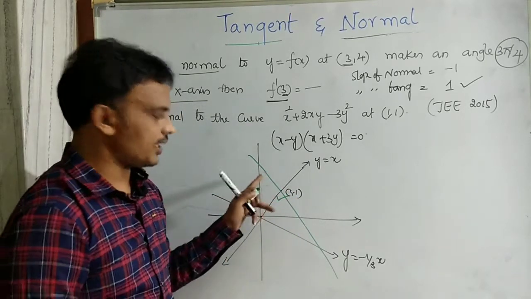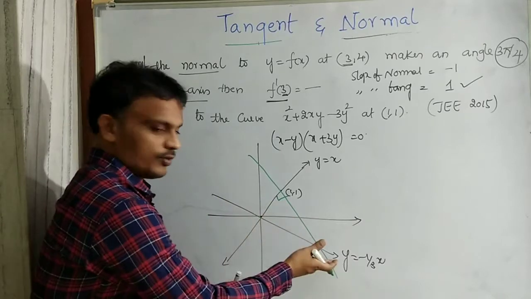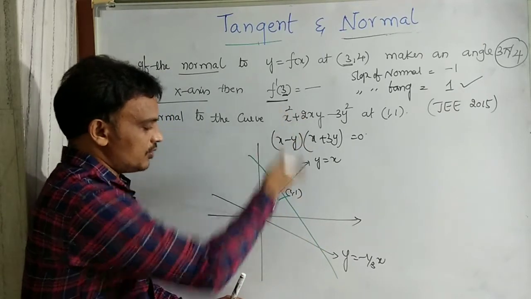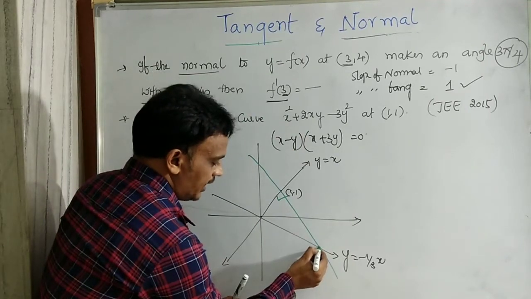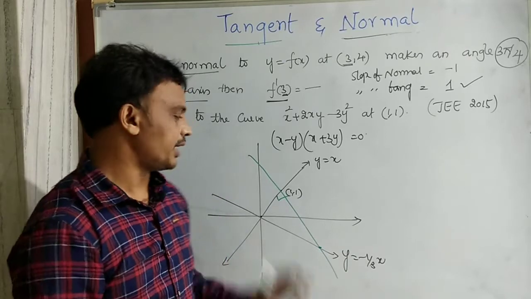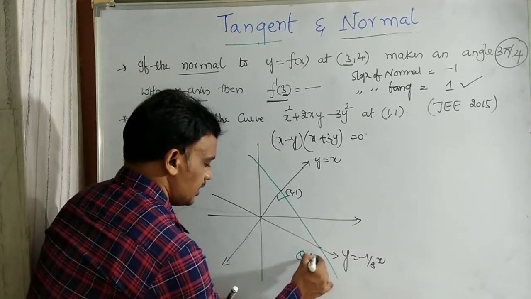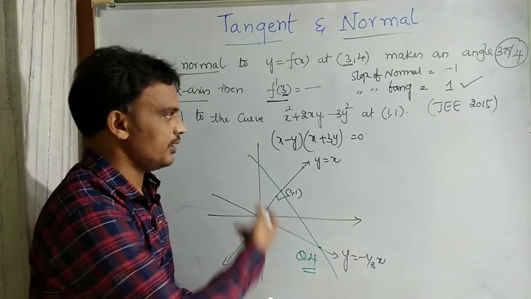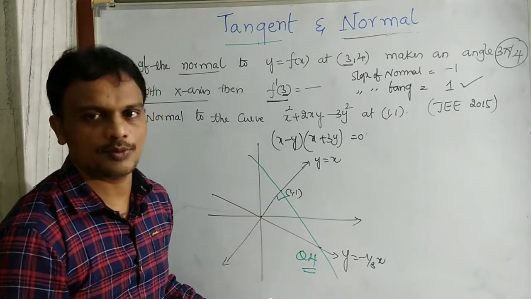So yes, this normal again meets the curve, of course meets the pair of lines. Of those pair of lines, one of the lines, and again it meets at this point. They ask in which quadrant the normal again meets this one. So it meets in Q4. Simply they ask like this. Okay, students, make a note. We'll discuss some more problems.